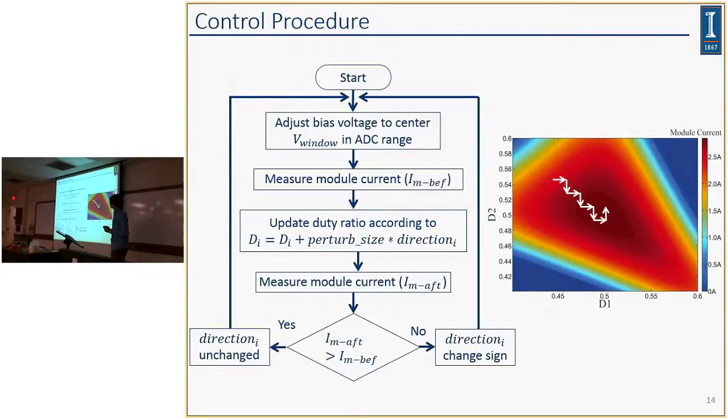To summarize, the control procedure is that before each iteration, we adjust the voltage bias to center the current signal in the middle of the ADC range. We take the measurement, we perturb the duty ratio, and we measure the current again. We only care about the relative change, and we decide the direction of the duty ratio we want to go in the next step. So it will look like this. It will start from a random initial point and climb to the optimal point.